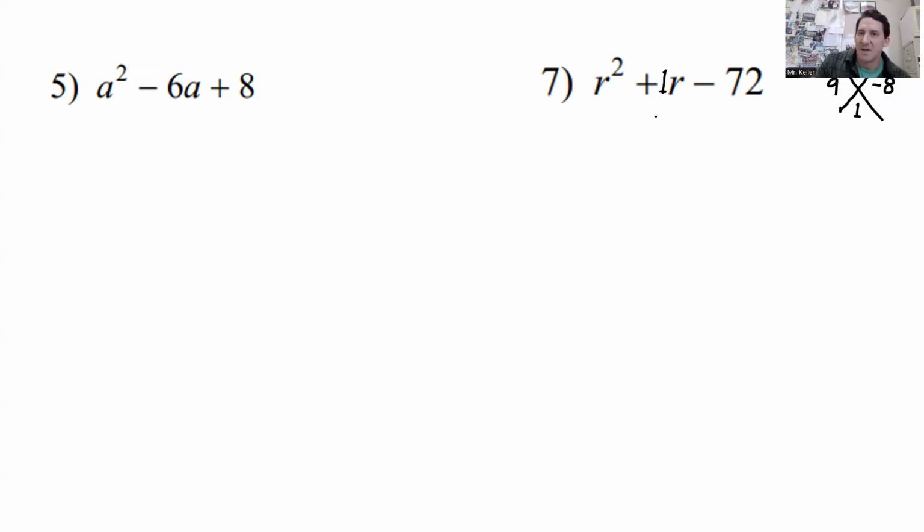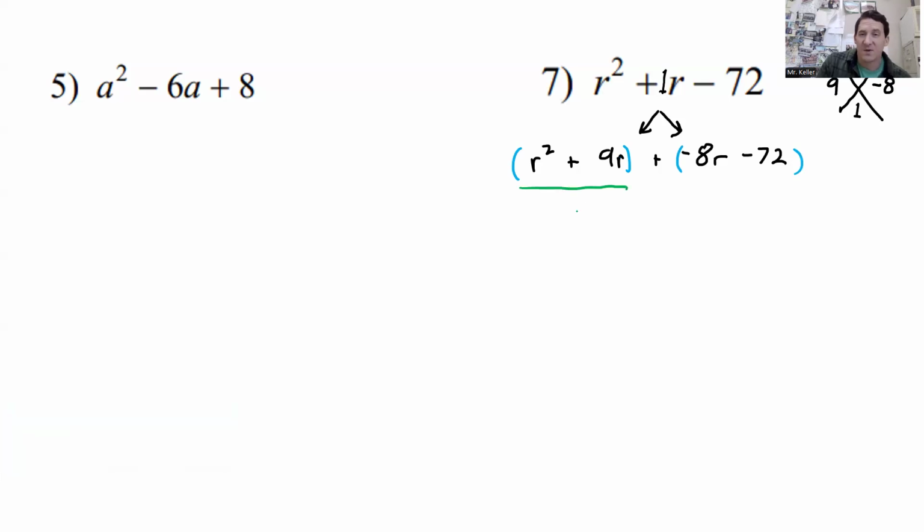All right. So the next step is I'm going to take this 1 and split it into a 9R plus a -8R. So 9R plus -8R is 1R. Separate out that term and then do the factor by grouping. So bring down the rest of the polynomial. So R squared plus 9R plus -8R minus 72. Now do the factor by grouping. Group the first two terms together, last two terms together.